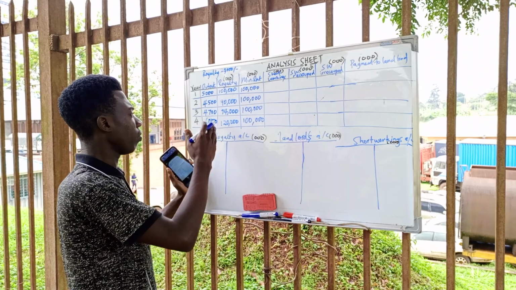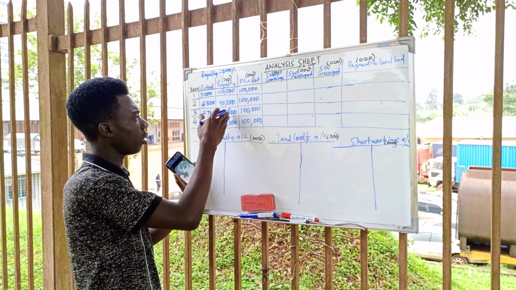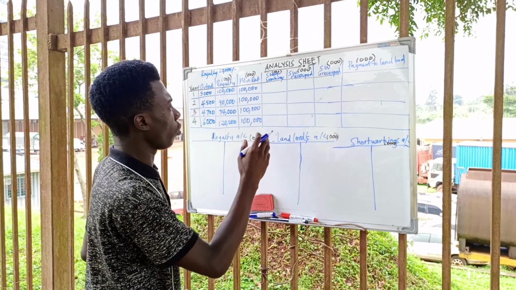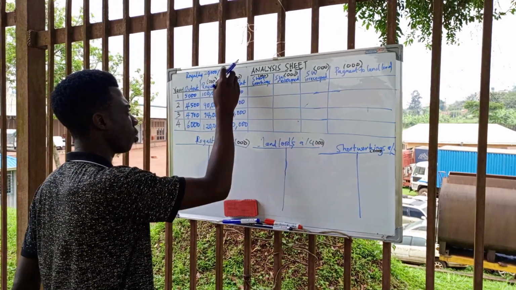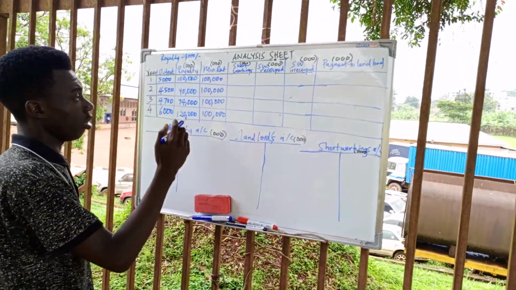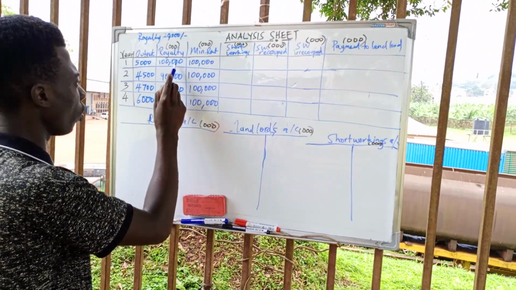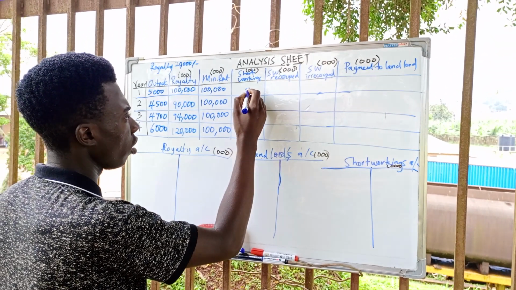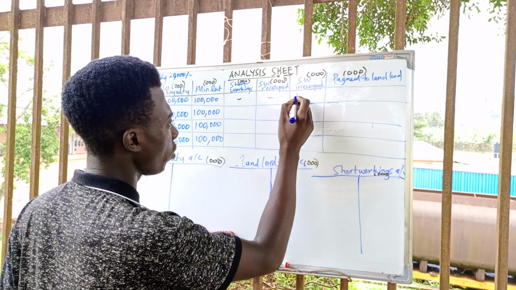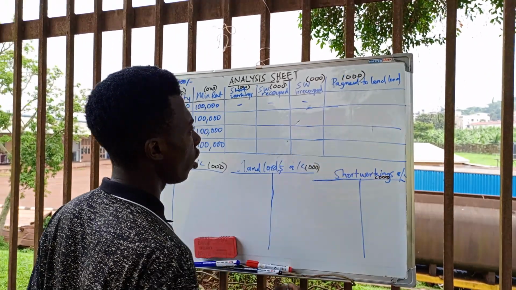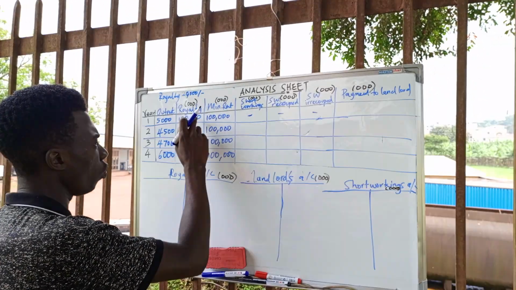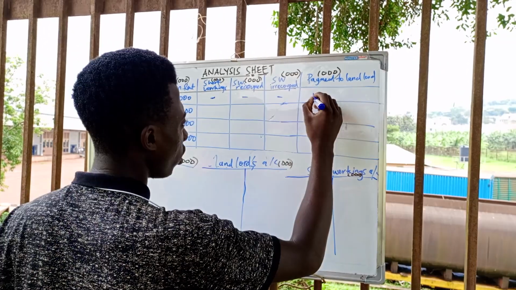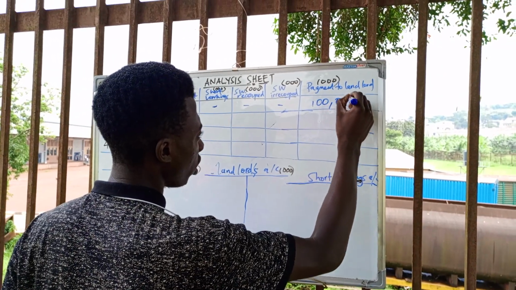Then now we start. Obviously, after filling our output column, then reality, then minimum rent, now we have to start to compare. We compare the minimum rent column with the reality column. So obviously here you are seeing that your reality is 100,000 and your minimum rent is 100,000. So it means we don't have any short workings, and we don't have any short workings recouped. Then payment to the landlord, of course, you pay them the same reality, which is 100 million. 100,000, I reduce the zeros.